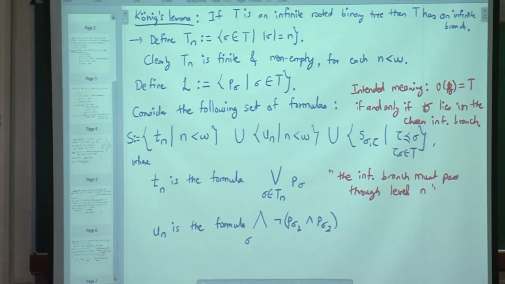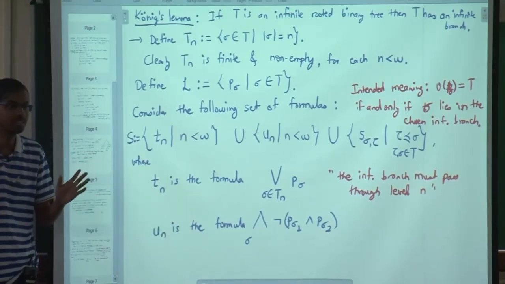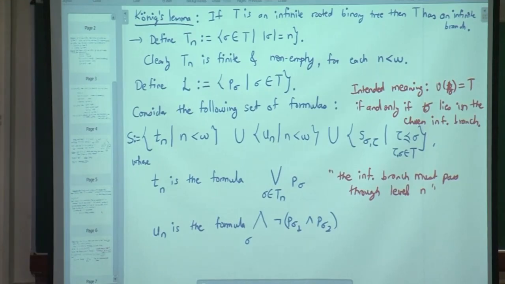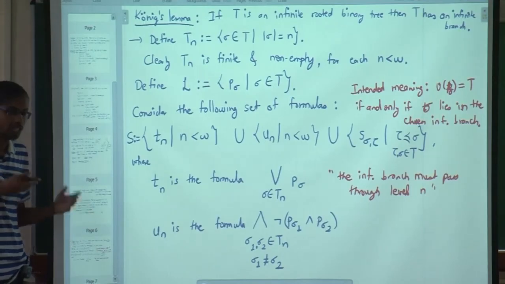Think about it. The construction of these formulas is where your propositional logic knowledge comes into the picture. So think about it properly. We want some kind of conjunction or disjunction. What do we want to say? That if sigma 1, sigma 2 belong to Tn and sigma 1 is not equal to sigma 2, that is our index set. We'll always choose distinct pairs. But what exactly do we want? We want some formula to be true. So which formula should be true?